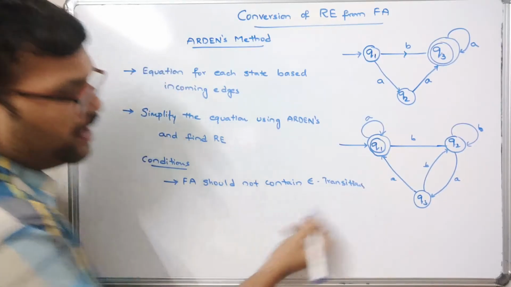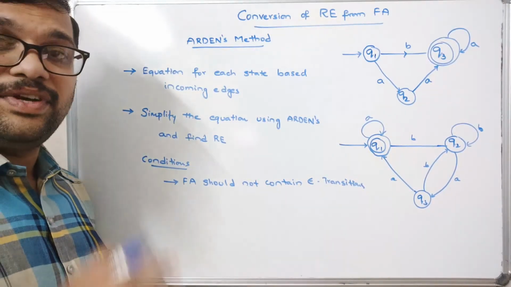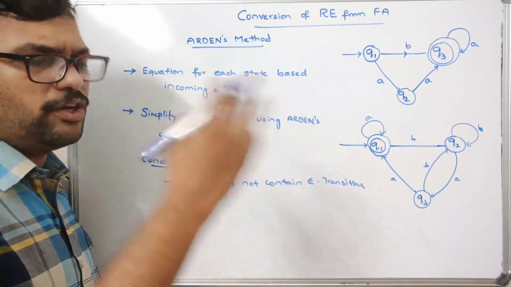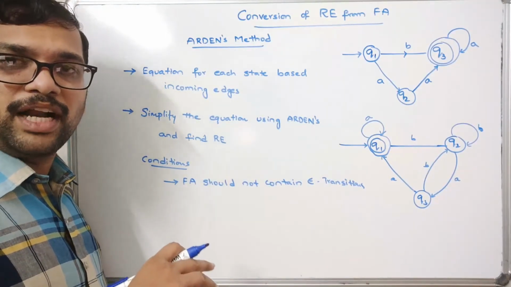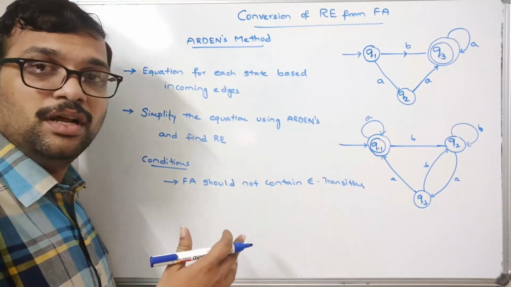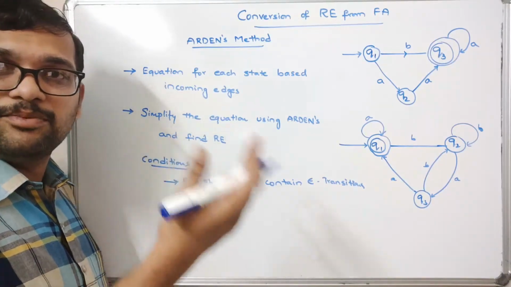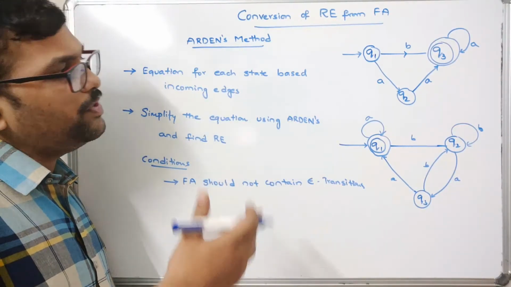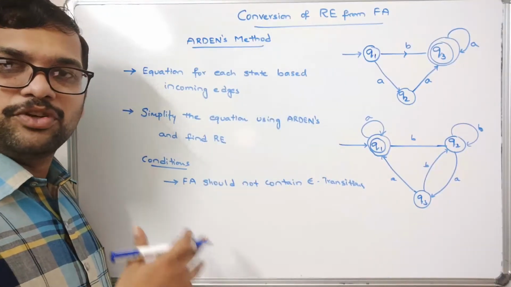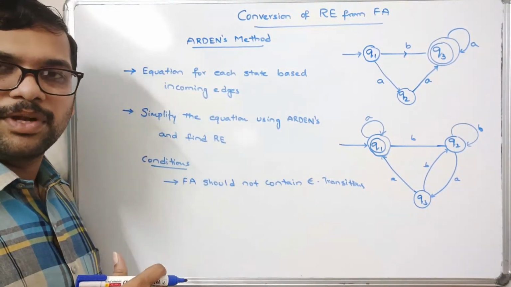So the finite automata should not have the epsilon transitions. If it is having any epsilon transition, first we need to eliminate the epsilon transition. That means we have seen the procedure to convert the NFA with epsilon to NFA without epsilon. So we need to convert the NFA with epsilon to NFA without epsilon by using that particular procedure.